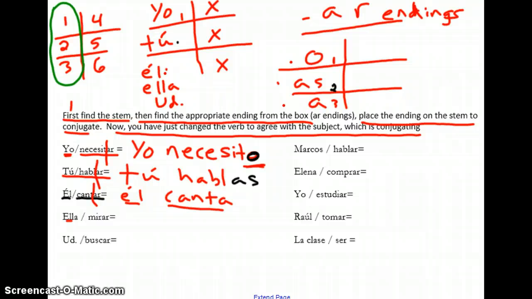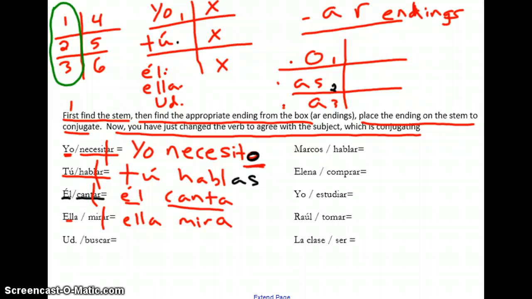Now, mirar means to look at or to watch. So we write ella. Mir, what's the ending? Cross off the AR. What's the ending that goes with ella? A. Ella mira.